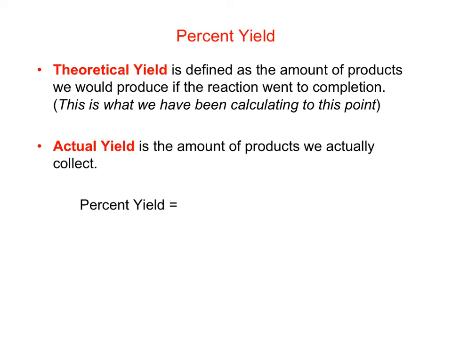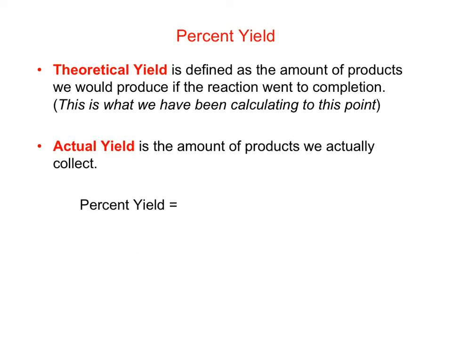So what we have been calculating so far, when we calculate how much product we can make, is called the theoretical yield. This is defined as the amount of products that would be produced if the reaction went to completion. And the reason it's called theoretical yield, a term we've used before that might not have made sense, is because we can only make that much on paper. When it comes to actual practice, we can never make that much.